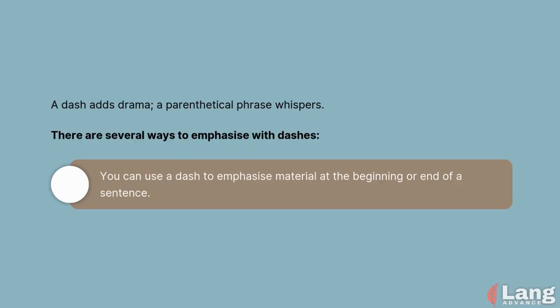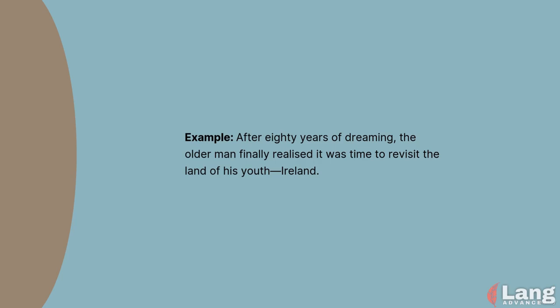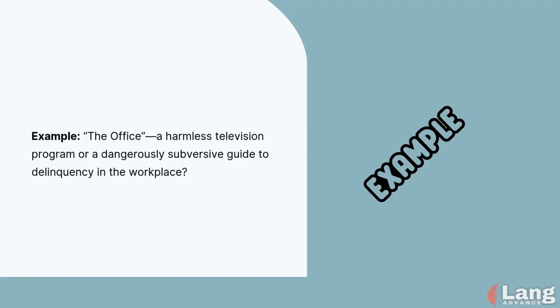You can use a dash to emphasize material at the beginning or end of a sentence. Example: After 80 years of dreaming, the older man finally realized it was time to revisit the land of his youth, Ireland. Example: The Office, a harmless television program or a dangerously subversive guide to delinquency in the workplace.